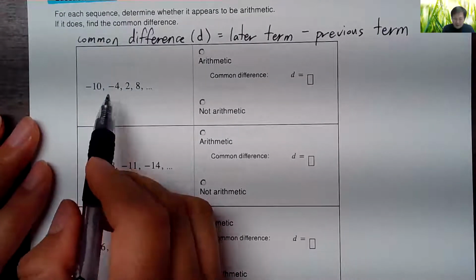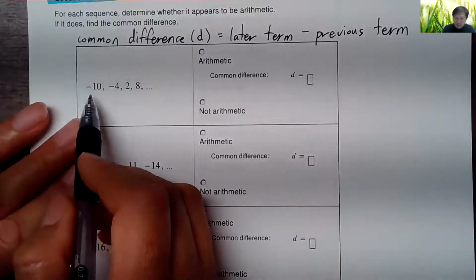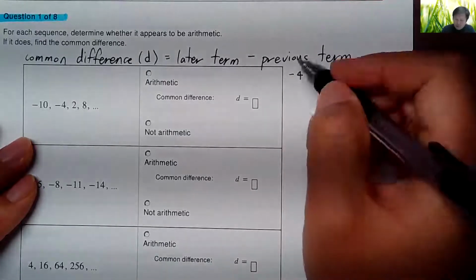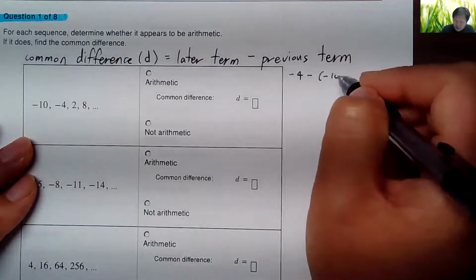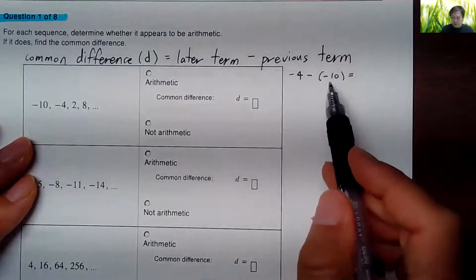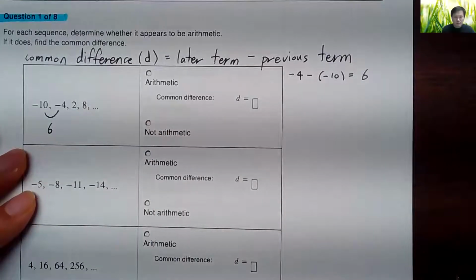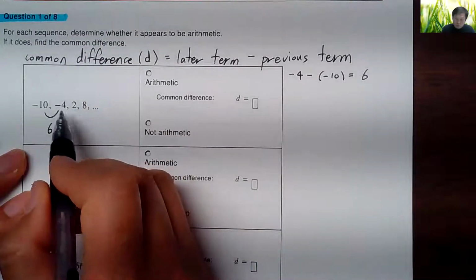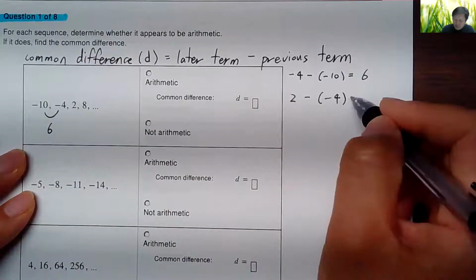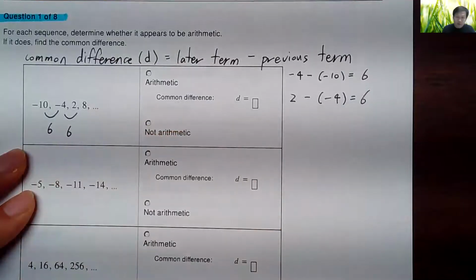So in this case, -4 minus -10. So you will have to do -4 minus -10. So be careful with the double minus. It will become +10, it will become 6. So difference here is 6. 2 minus -4, which also becomes 6. Common difference here is 6.